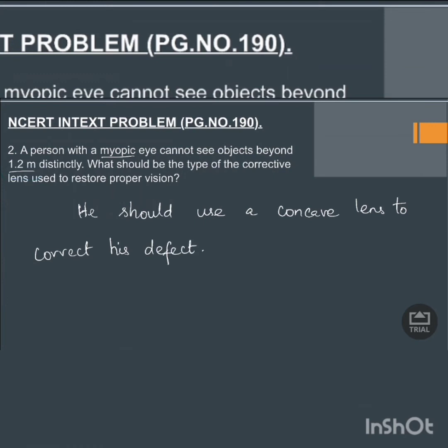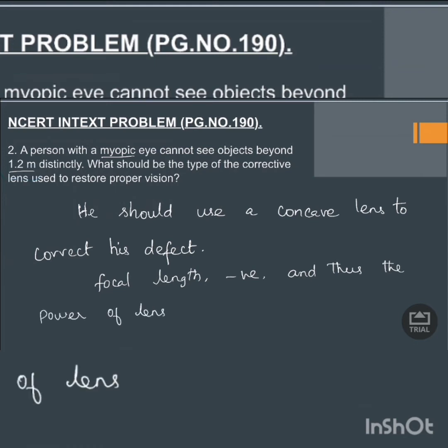A concave lens will have a focal length that is negative, and thus the power of the lens also will be negative. So such a concave lens should be used to correct the myopic eye.